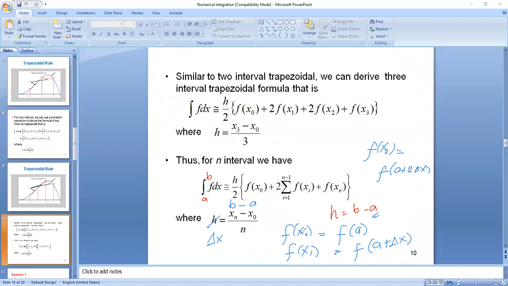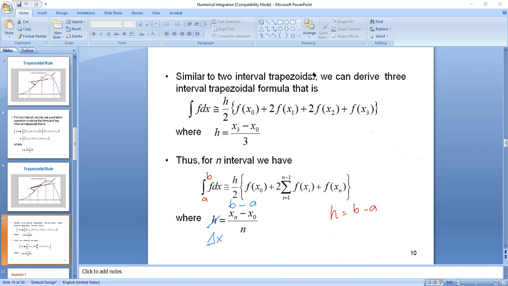Now, as to the formula, it is this. I'd like to erase this one. So for the trapezoidal rule formula, this is the formula, this is the main formula. This is your increment delta x, and this is your h. Okay? Now, I think it will be best if I go to the example.